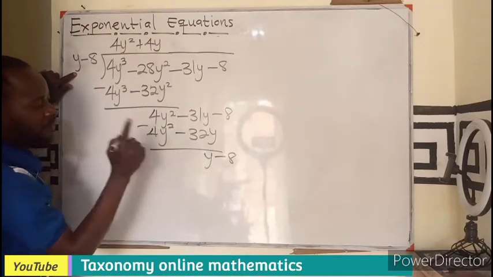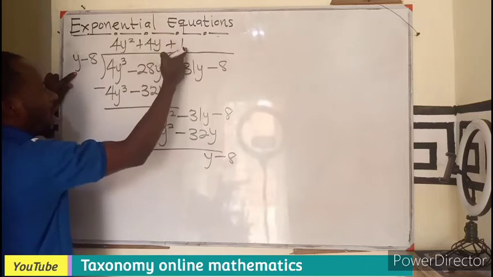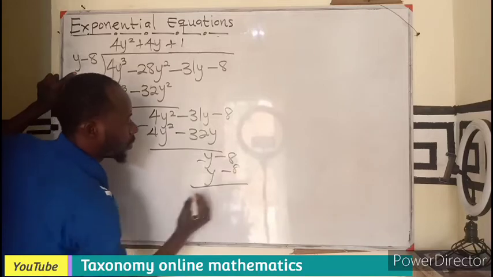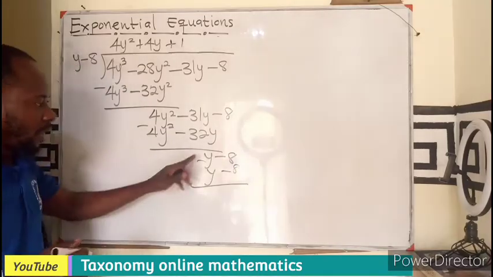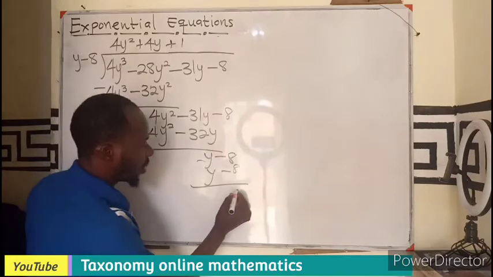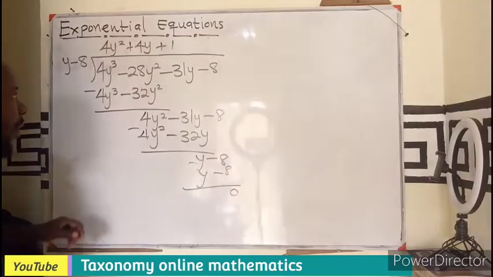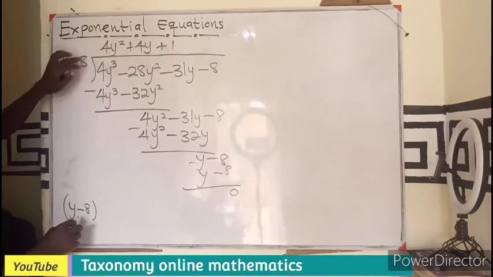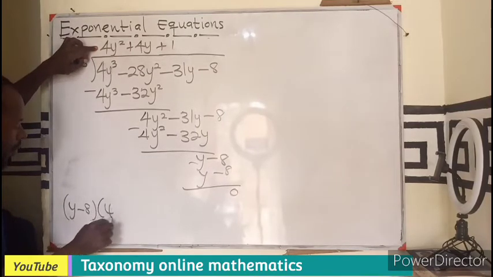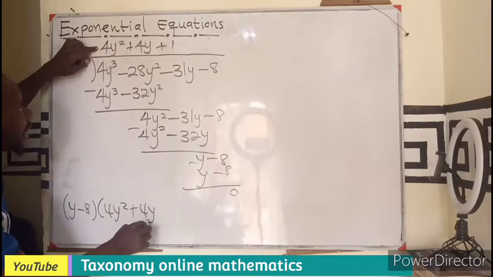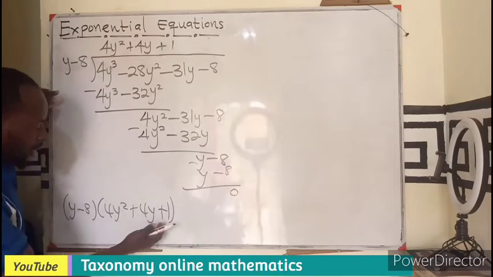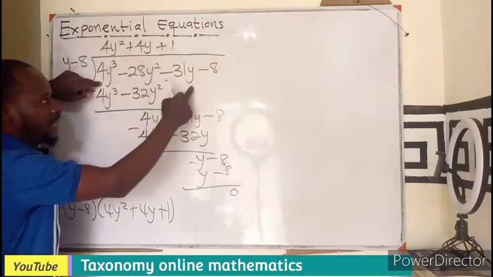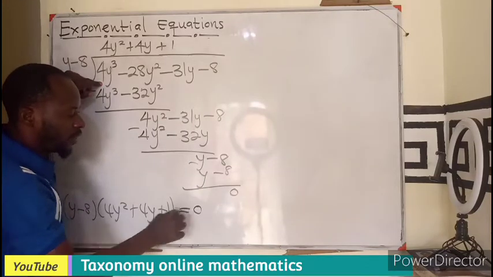Y will go into itself 1. So we have plus 1. Y minus 8. So per the subtraction, this will also give you 0. This will give you what? 0. So the factor we are looking for is just y minus 8 multiplying 4y squared plus 4y plus 1. This is equal to the whole equation we are having. Don't forget, this is an equation that equals 0.